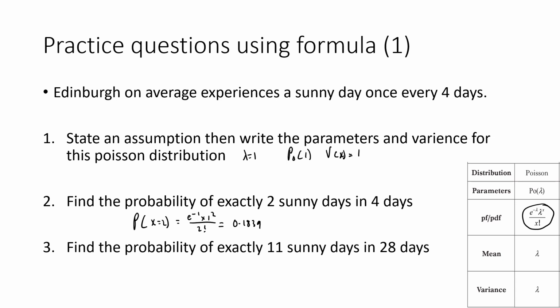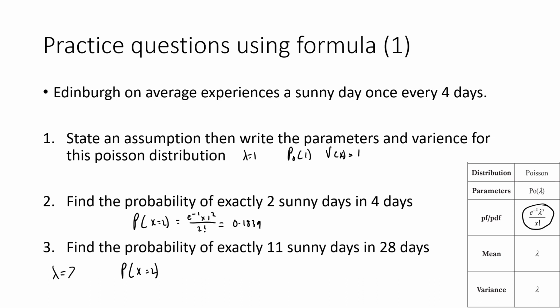Next is find the probability of exactly 11 sunny days in 28 days. Now here we have to add one extra step. So we know for one sunny day every 4 days, lambda is 1. So 28 days, the number of days has been increased by a factor of 7. So 7 times 4 is 28. So we also times lambda by 7. So for this question, lambda is 7 because 7 times 1 is 7. And everything else is the exact same. We use the same formula.